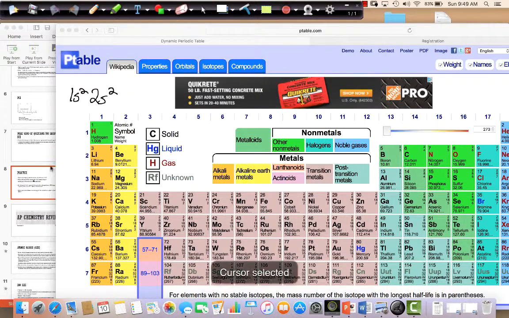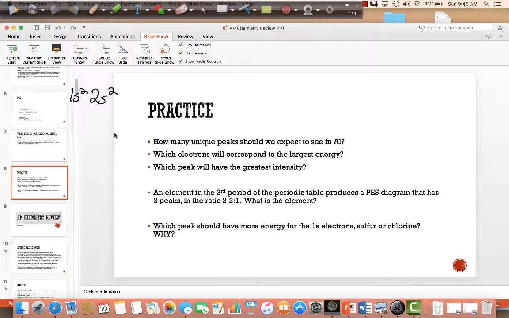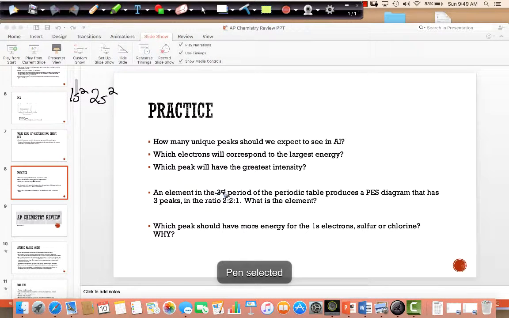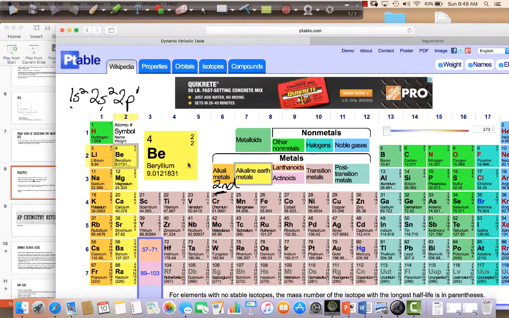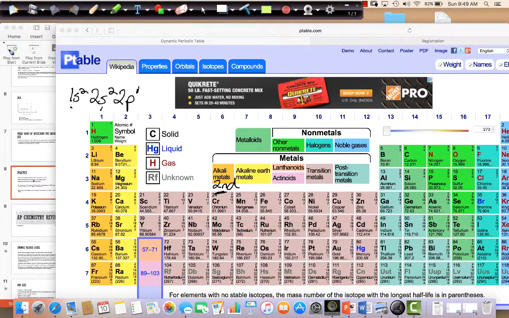Hold on, let's pull the question up again. Okay, so I believe this is actually supposed to be the second period, not the third. Yeah, so that's the second period. So we have 3 peaks. So the next one would have to be 2p, and then it says it's a 2 to 2 to 1 ratio. So we have 2 electrons here, 2 electrons here, but only 1 in this one right here. So those should be my 3 peaks. And if I look it up on the periodic table, that should be boron, because 2p1 would be boron.